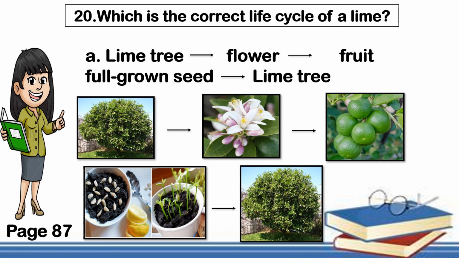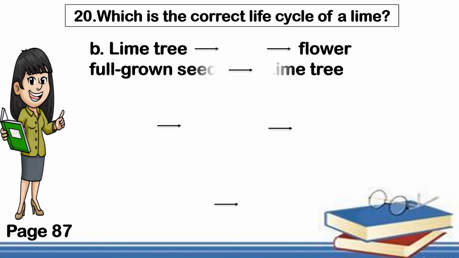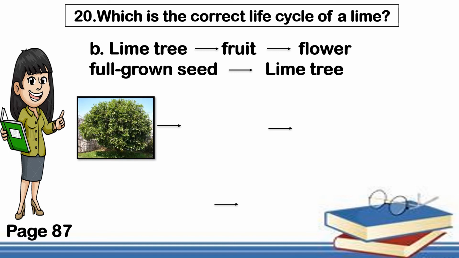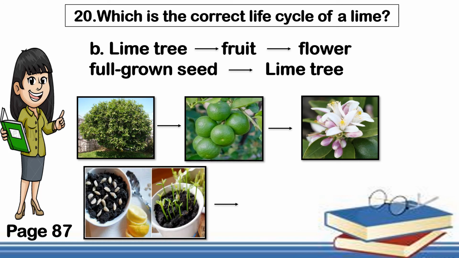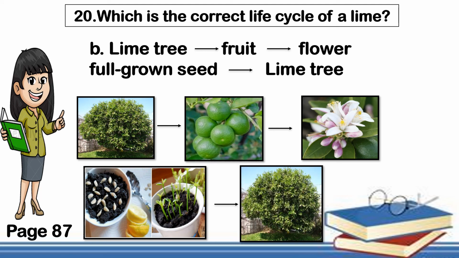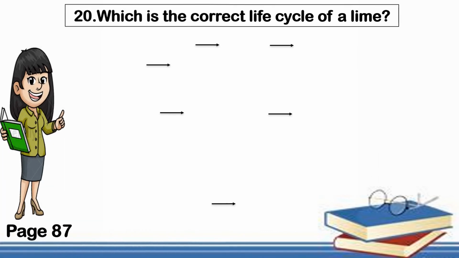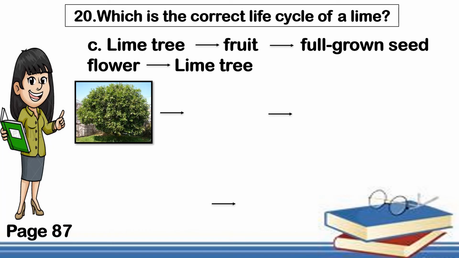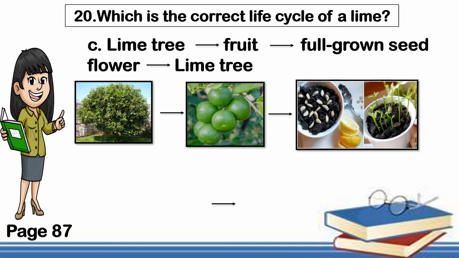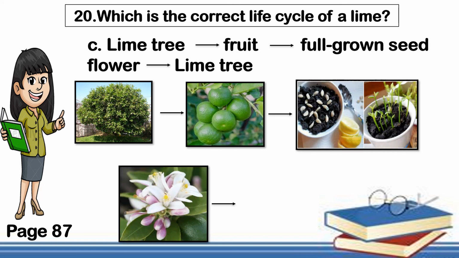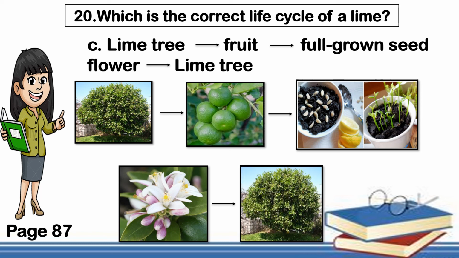Or letter B, lime tree will have fruit. The fruit will become flower, and then the flower will become seed. Or letter C. The lime tree will have fruit. The fruit will have seeds. The seeds will become flower. Is this correct?